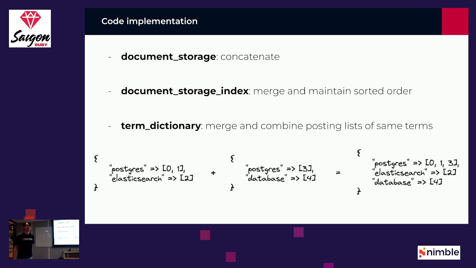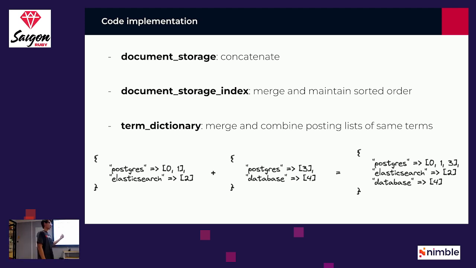I don't understand the document storage index. Because if you concatenate the document storage, you get 1 and 2, then the index should be plus what you have in the first one, right? When you merge the document storage index, the offset of the second will be whatever you have in the first one plus the offset.